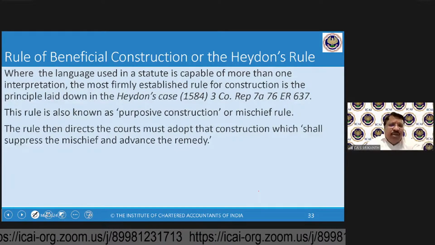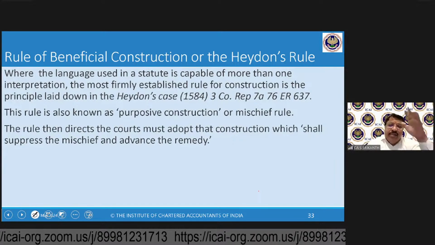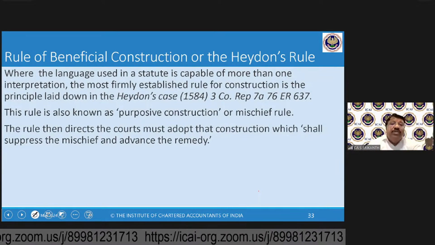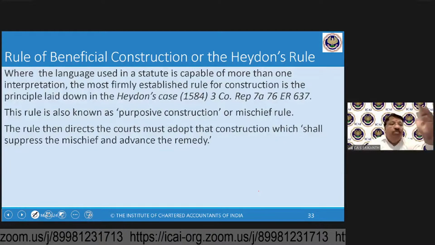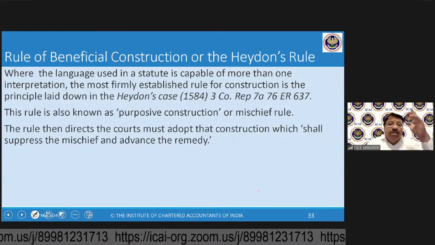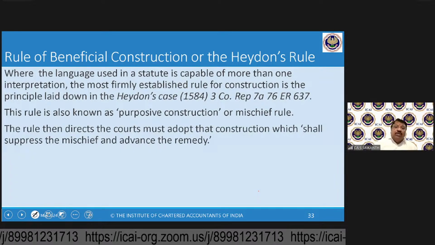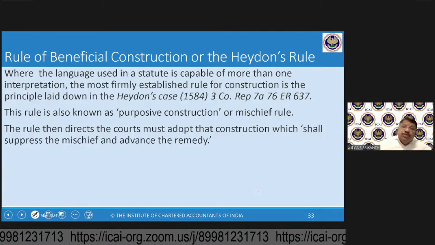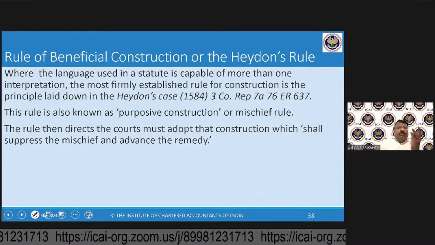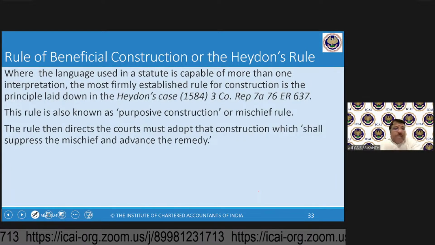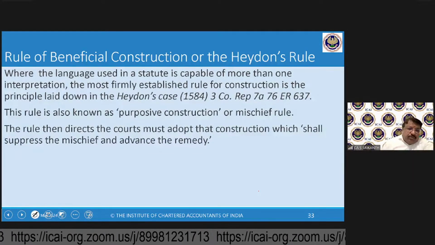Hayden's rule was decided in a famous case, Hayden's case, by the barons of the realm, who decided where the language used in a statute is capable of more than one interpretation, the most firmly established rule for construction is Hayden's. This rule is also known as purposive construction or mischief rule. So, there are three names, beneficial construction, Hayden's rule, mischief. Three names are there. That's true.